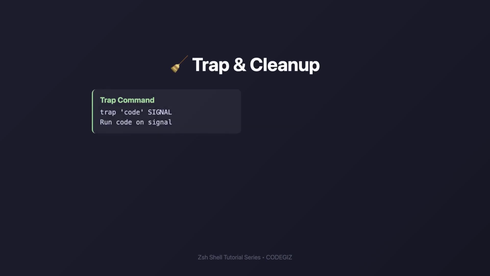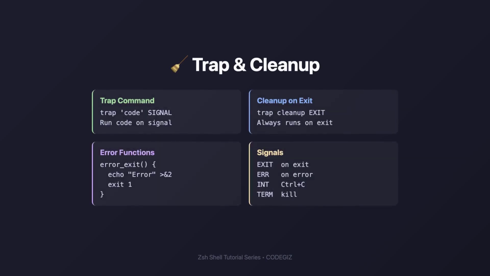The trap command runs code when your script receives a signal. Trap on EXIT runs cleanup code no matter how the script ends. You can create error functions that log messages and exit cleanly. Key signals are EXIT, ERR, INT, and TERM.